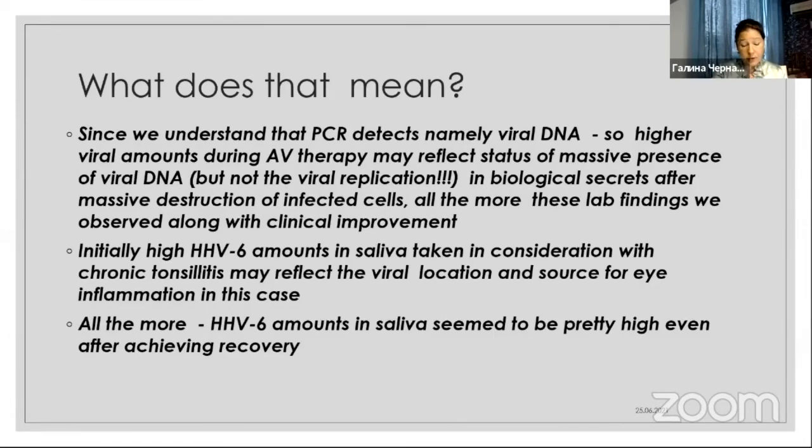Initially high human herpes virus 6 amounts in saliva, taken into consideration with chronic tonsillitis in this case, may reflect the viral location and source for eye inflammation. All the more, human herpes virus 6 amounts in saliva seem to be pretty high even after achieving recovery.